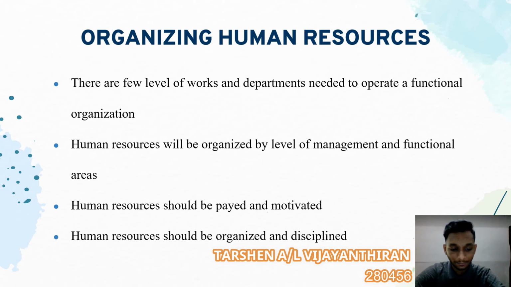Apart from that, all human resources should be organized and disciplined. This can be done by enforcing a few rules and regulations in the organization. For example, Strapit Company has set the rule that all employees must be at their respective workplace or office by 9 in the morning. The company also enforced uniforms for all the first-line managers and non-managerial employees.